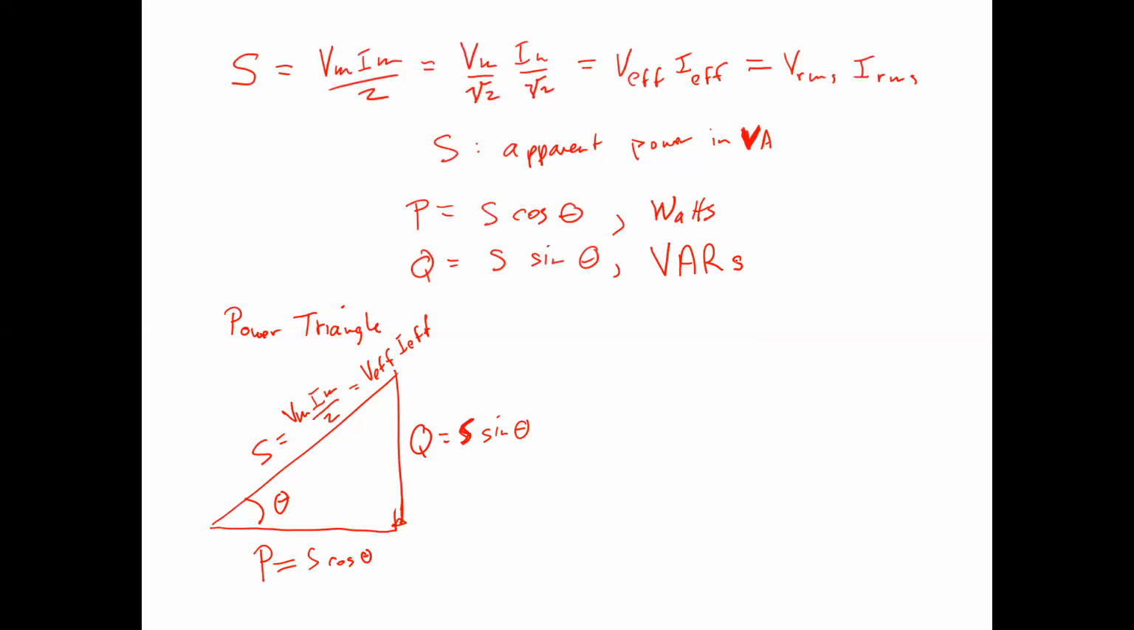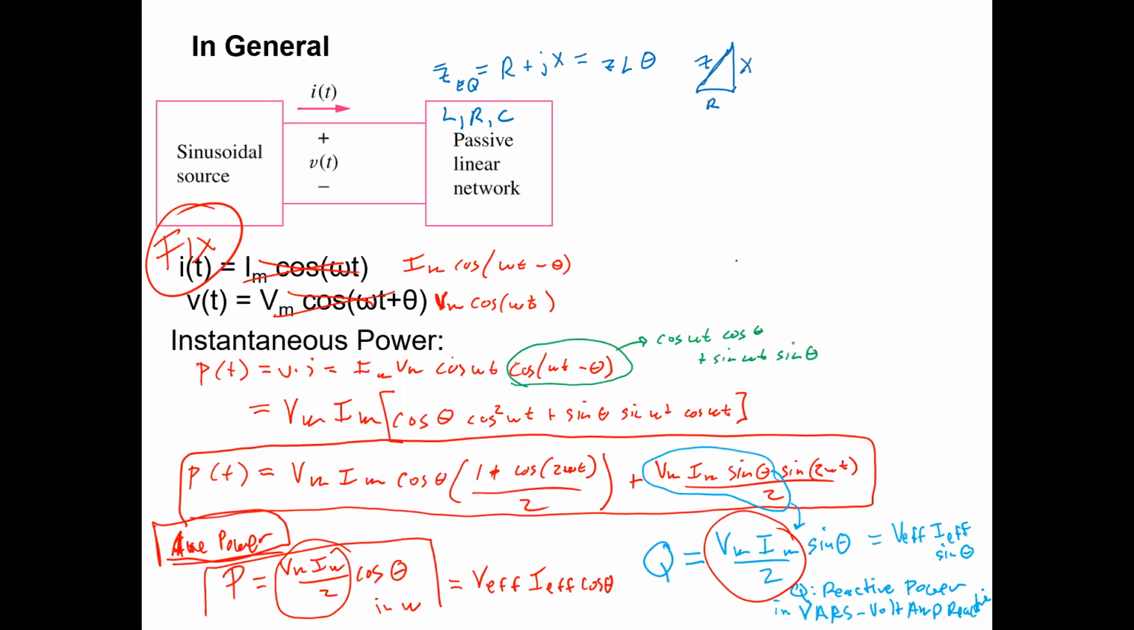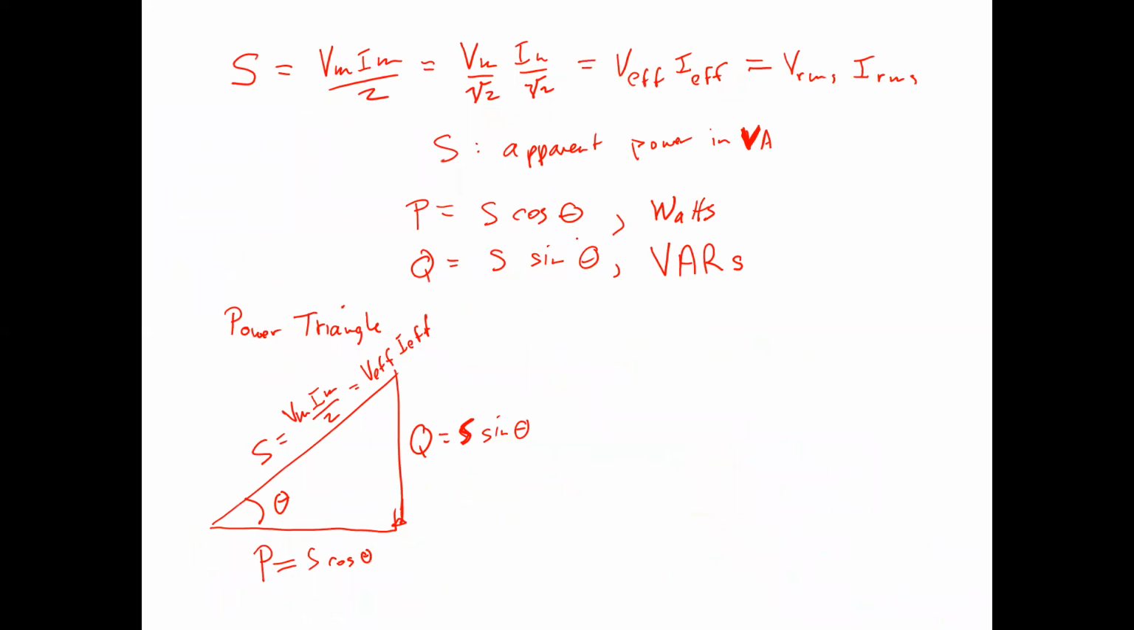What's theta? Where did theta come from? Phase difference between the voltage and the current, right? Yeah, good. This is the theta right here. It's the phase angle difference between the voltage and the current, and that essentially determines the angle of that triangle. We call theta also the power factor angle. And the cosine of theta is called the power factor.